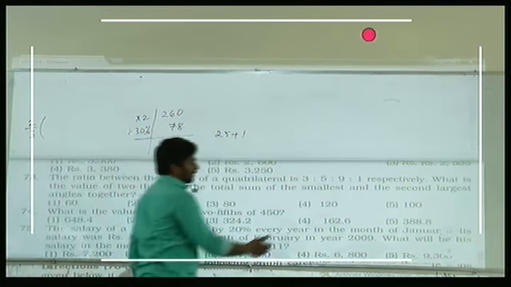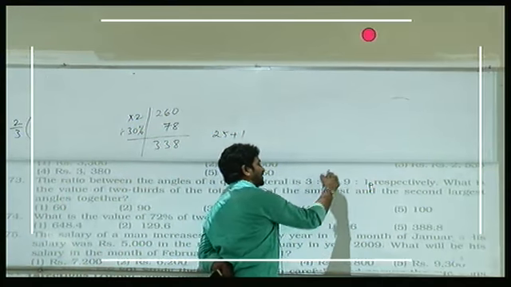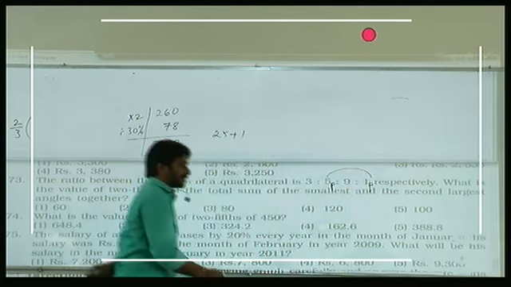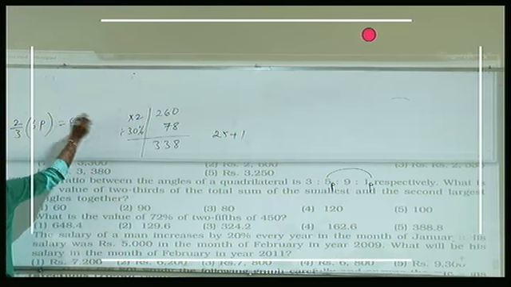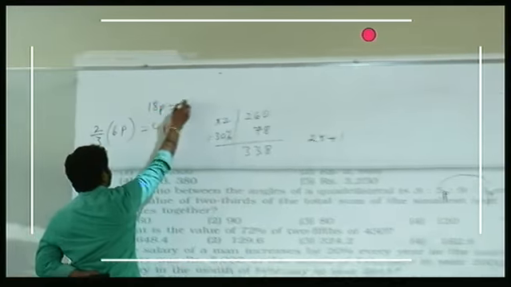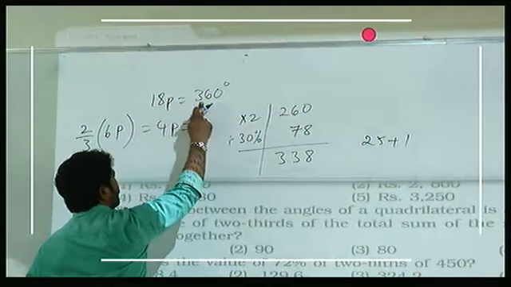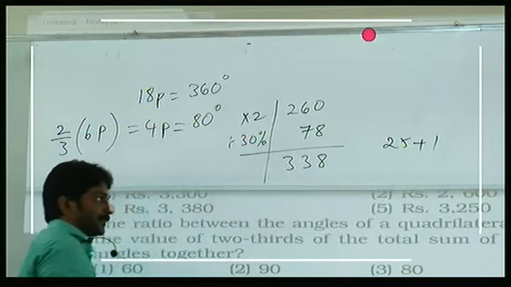Smallest angle is 1 part. Second largest angle is 5 parts. Sum of these two is 6 parts. So you need to calculate 2/3 of 6 parts, which is equal to 4 parts. And this is what you need to calculate. Now we already have 18 parts equal to 360 degrees. 18 twos are 36 and then a 0. 4 twos are 8 and then a 0. So 80 degrees.